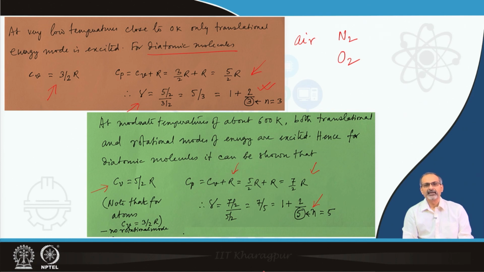It is to be noted that for the atoms which exist at these temperatures, Cv is not 5/2 R, but rather it is 3/2 R, because there are no rotational modes which could be excited in single atoms, and therefore, the Cv varies depending on the kind of medium that you are handling, whether it is monoatomic or diatomic or polyatomic.